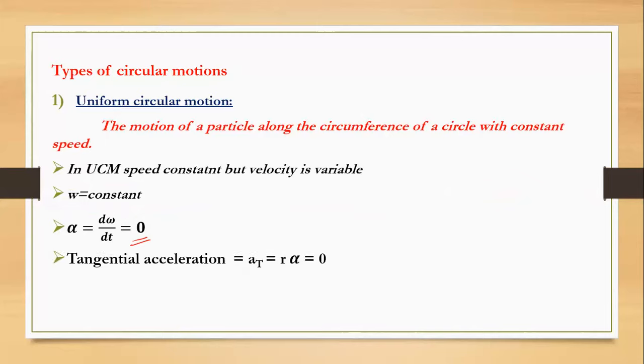The next one is tangential acceleration. This is the formula of the tangential acceleration which we covered in the 11th standard. Tangential acceleration is r alpha. Alpha is 0, so tangential acceleration is 0.